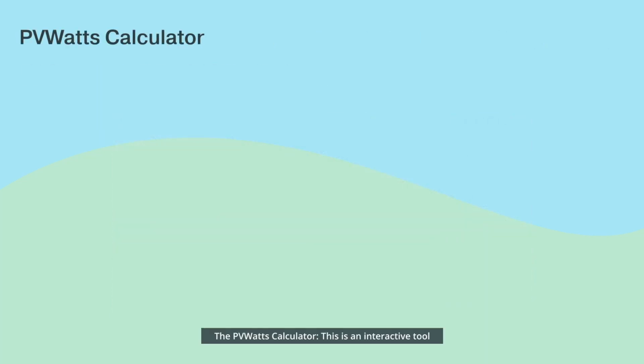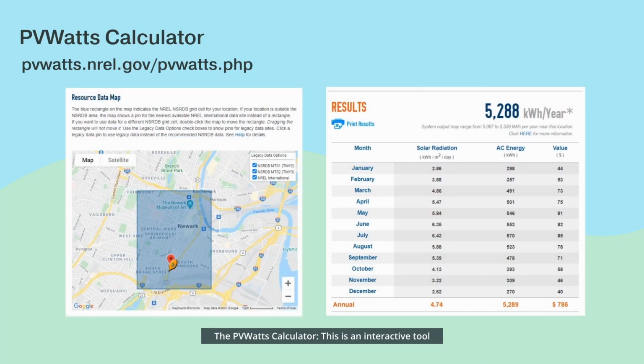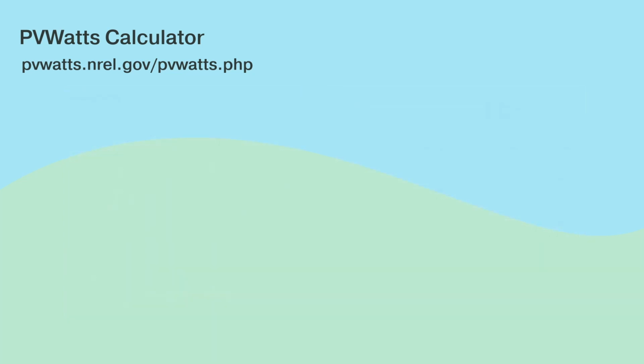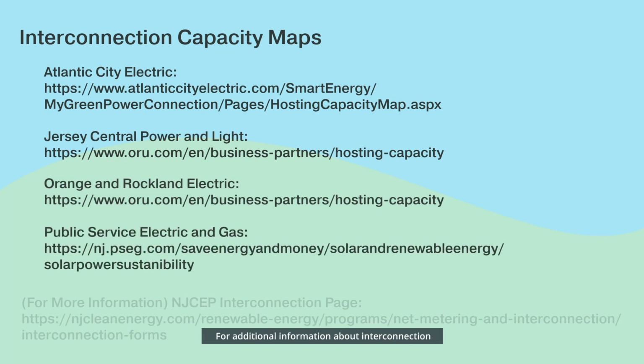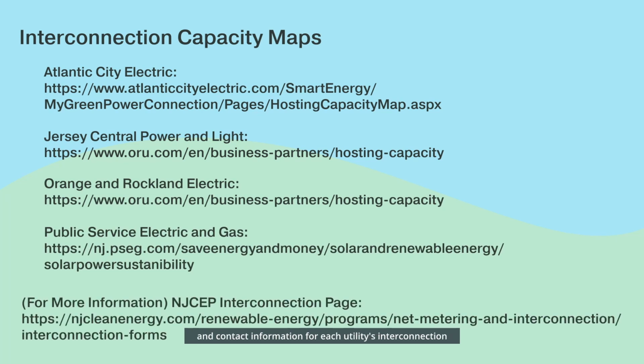The PV Watts Calculator is an interactive tool created by the U.S. Department of Energy. The tool estimates the solar generation capacity based on the location and other characteristics of the site. There are also interconnection capacity maps. For additional information about interconnection and contact information for each utility's interconnection department, see the NJCEP interconnection page.